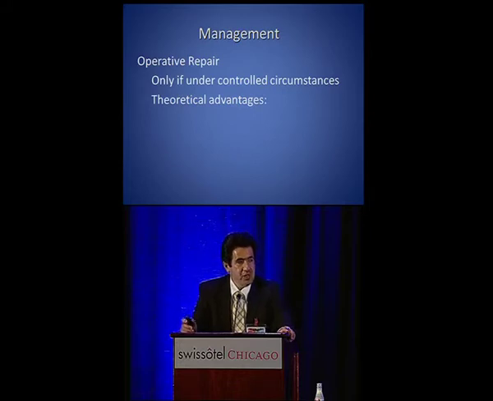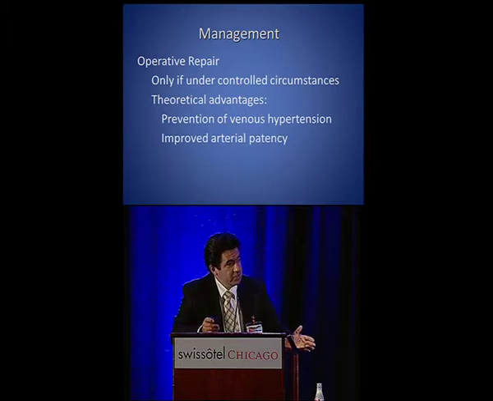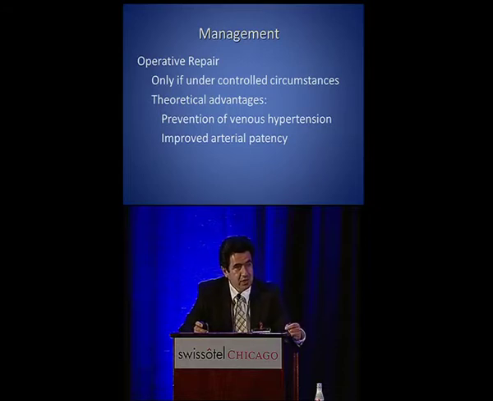There are some theoretical advantages of fixing the vein. One of them is that you prevent venous hypertension, and patients that have combined arterial and venous injuries can have very severe venous hypertension, chronic edema, or acute edema with compartment syndrome. One theoretical advantage is to prevent this problem. Another is that if you did an arterial repair, you want that outflow to continue. If the vein is occluded, a theoretical problem is that your arterial repair can fail because of lack of venous outflow.